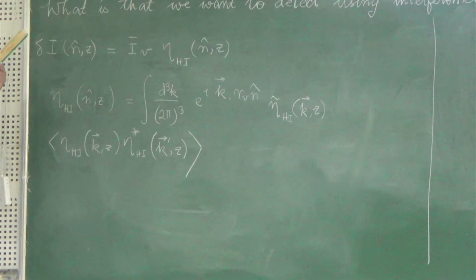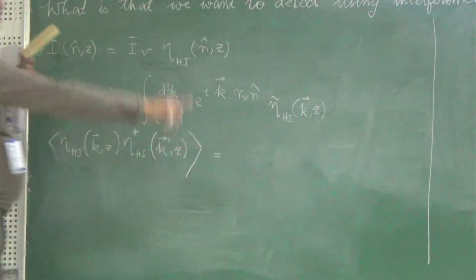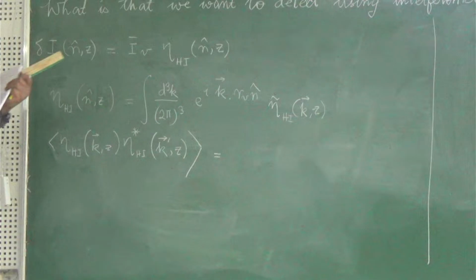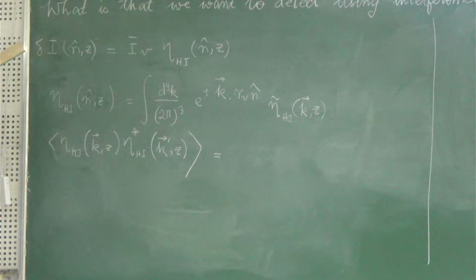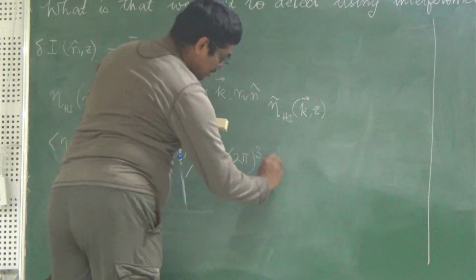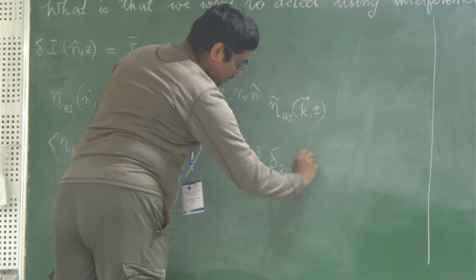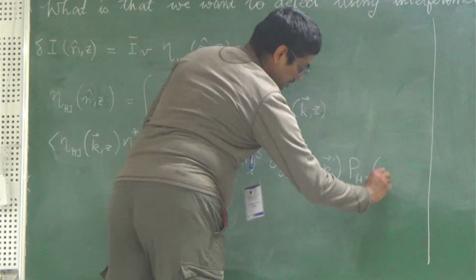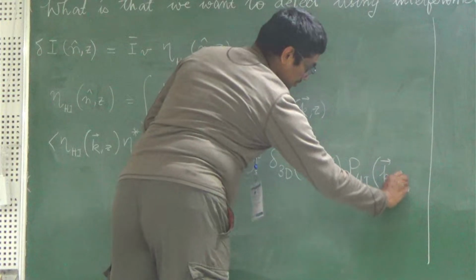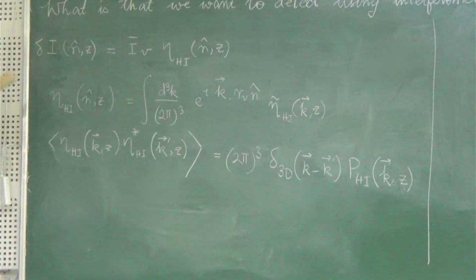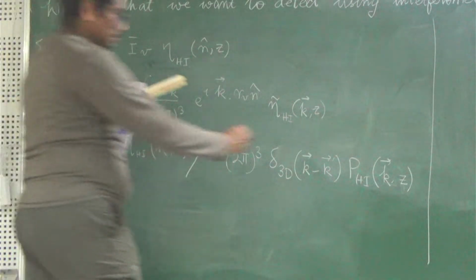What will this be? Just look at what we have done over there. It's the exact same thing here with theta H1. There's a proxy Z, but otherwise it is exactly the same thing. So this is 2 pi whole cube, 3-dimensional delta function, k minus k prime, and then the power spectrum, which I call the H1 power spectrum. It essentially has all the information for cosmology and much more. So that's the quantity that I am interested in measuring.